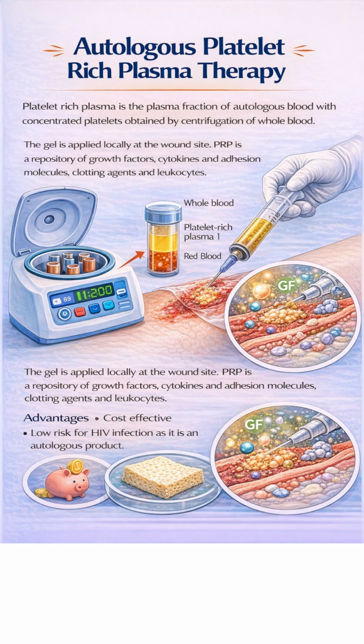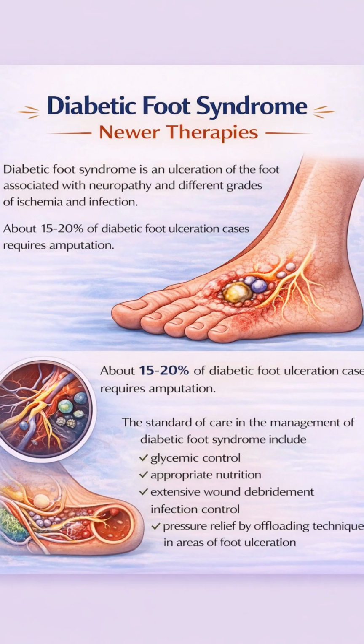Autologous platelet-rich plasma therapy. Platelet-rich plasma is a plasma fraction of autologous blood with concentrated platelets obtained by centrifugation of whole blood. The gel is applied locally at the wound site. PRP is a repository of growth factors, cytokines, adhesion molecules, clotting agents, and leukocytes.